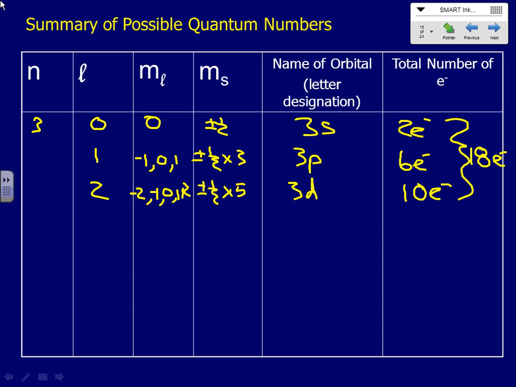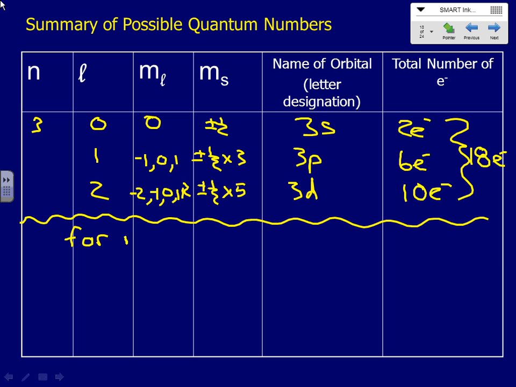I think we get the idea. I don't want to do all of 4, but let's just do a little summary for 4. All right. So this is my blank page. I'm done my table, but you can write this underneath your table. All right. For n equals 4. Tell me the letter designation or the name of the possible orbitals.